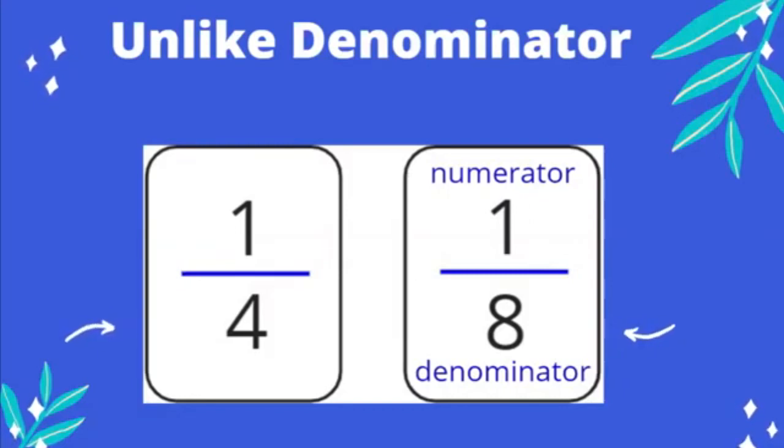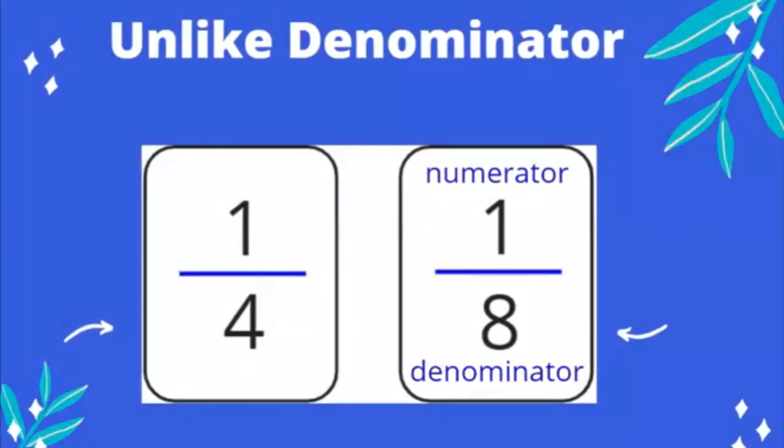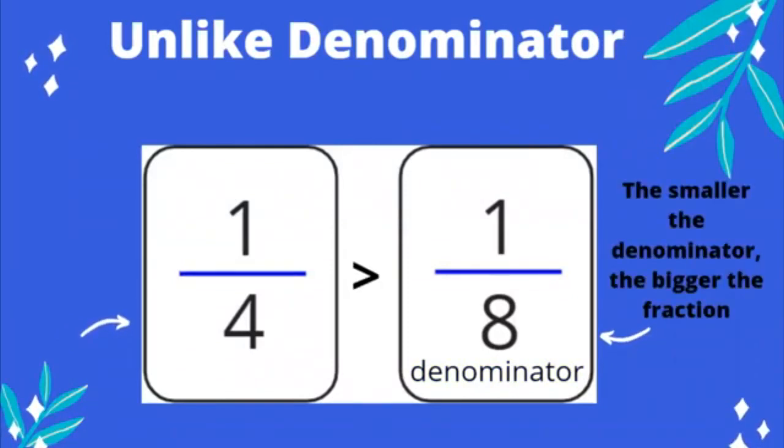Just imagine you have one biscuit and you must divide it among 4 of your friends or 8 of your friends. Of course, 4 of your friends will get a bigger part of your biscuit rather than 8 of your friends. Now, let's solve them. Which is the largest fraction? 1/4 or 1/8? Once again, if you find a condition like this, just focus on their denominators. The smaller the denominator, the bigger the fraction. So even if 4 is smaller than 8, 1/4 is bigger than 1/8.